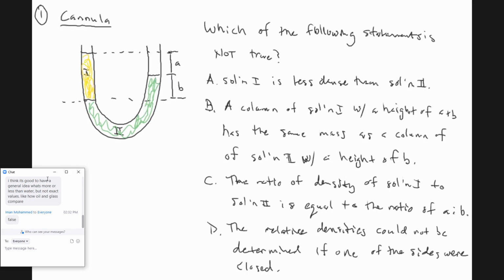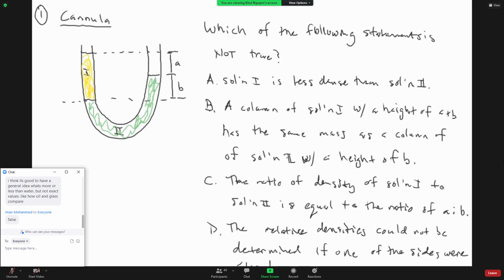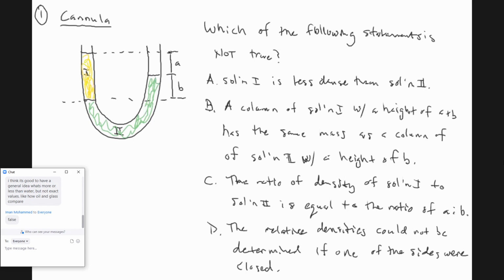Excellent. So, yes, Monica has the right idea. It's good to have a general idea of what's more or less dense than water, but not exact values. Because you need to know what's going to float and what's not going to float. And we'll talk about things floating in the third case of static fluids, when we talk about Archimedes' principle.